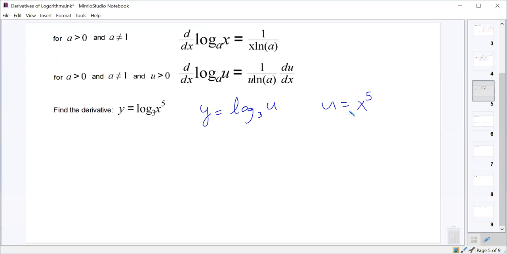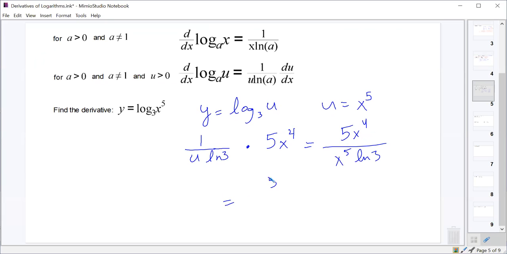Good or no? Breaking it up for the chain rule? Looks good. Okay. So the derivative of log base 3 of u ought to be 1 over u times the natural log of this base, so 3, times the derivative of u, which ought to be 5x to the 4th. So we end up with 5x to the 4th over x to the 5th ln 3. And we can cancel out a bunch of those x's to get 5 over x ln 3. Good or no?